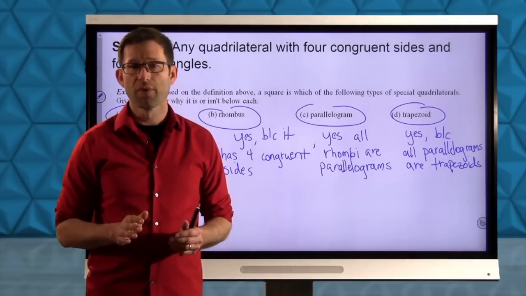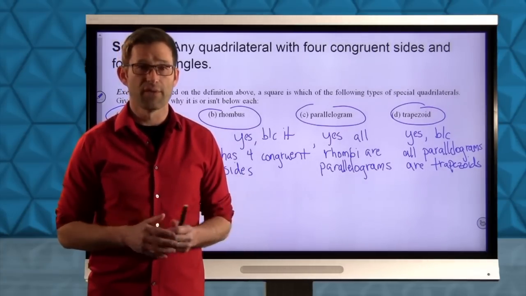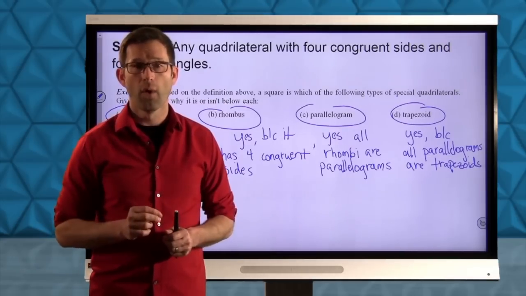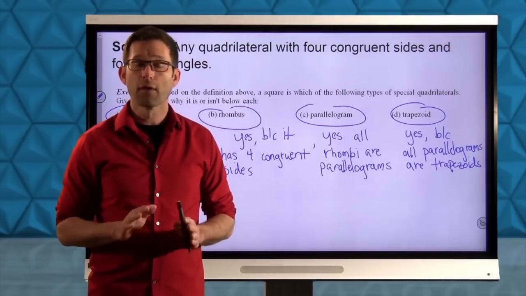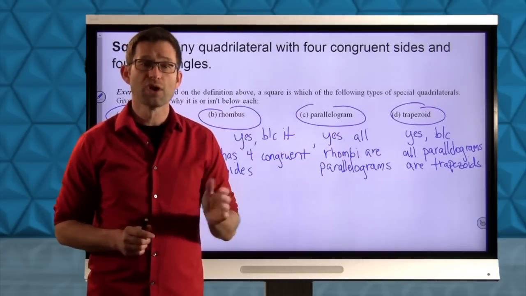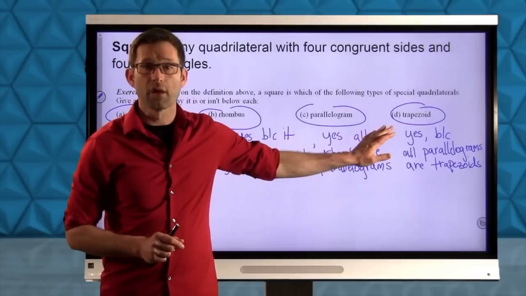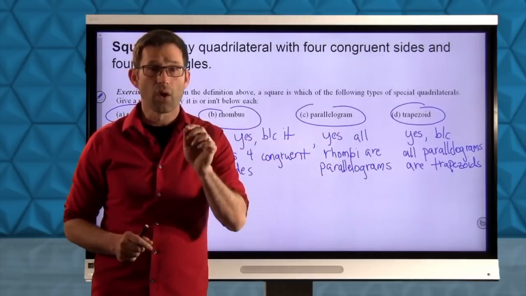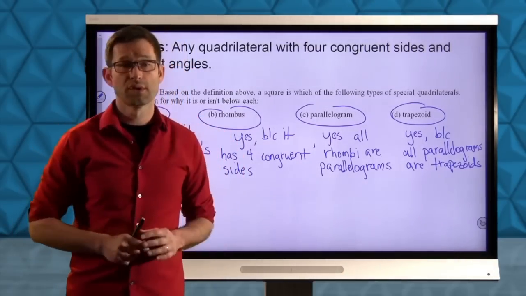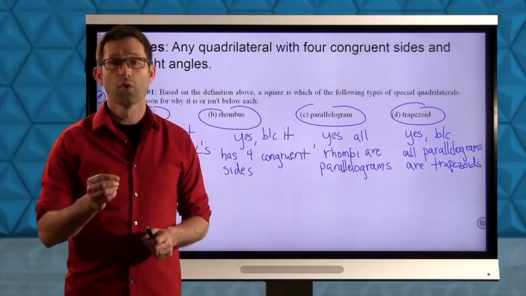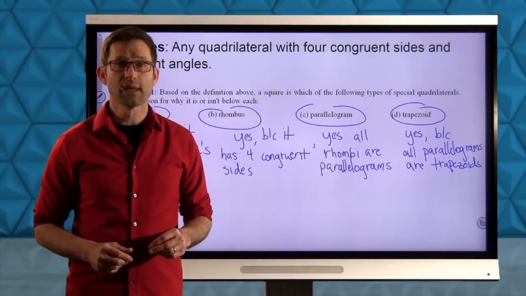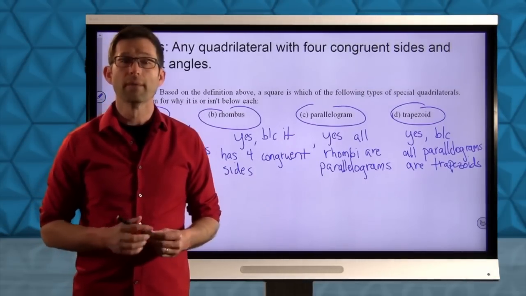Other states go with what's called the exclusive definition of a trapezoid, stating that a trapezoid has exactly 1 pair of parallel sides, and therefore no parallelograms are trapezoids. In the Common Core, generally speaking, we go with the inclusive definition, which says that all parallelograms are also trapezoids. But again, you should talk to your teacher and find out which way your particular state looks at it, and also how they test it, because that's pretty important too. All right, let's keep going.